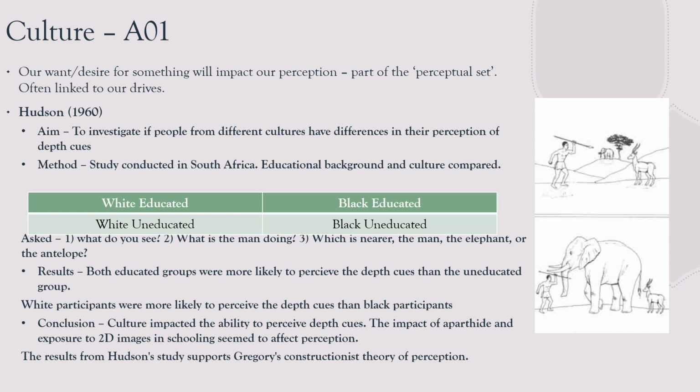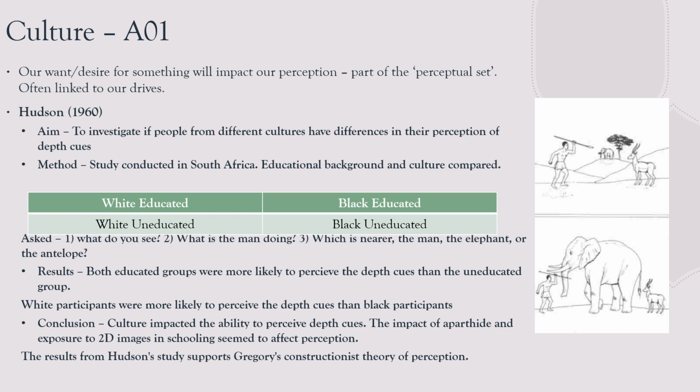Hudson's research took part in South Africa. And so looking at culture in South Africa in the 60s, obviously quite different to other countries and quite different to South Africa today. But the two things there that would have had a big impact on culture, one is education. So those that were educated obviously had some idea of perception and some introduction to these 2D models, and those that weren't educated didn't have that. And there was also apartheid, so your race would have had an impact. So whether you're a white South African or a black South African in the 60s, you would have had quite a different experience there. And so Hudson wanted to see what impact that might have had.